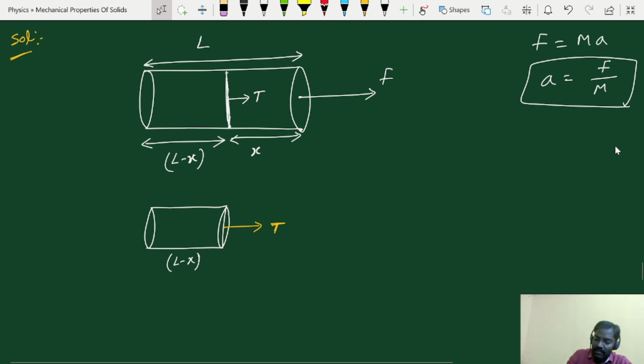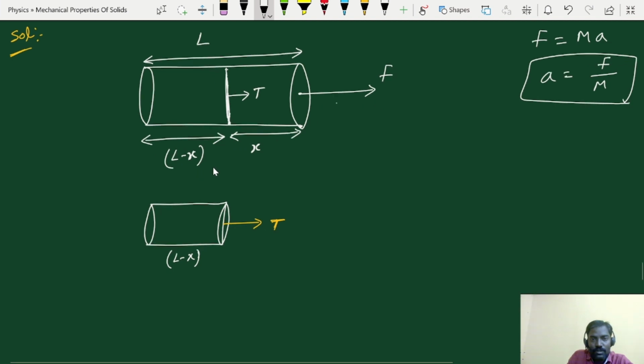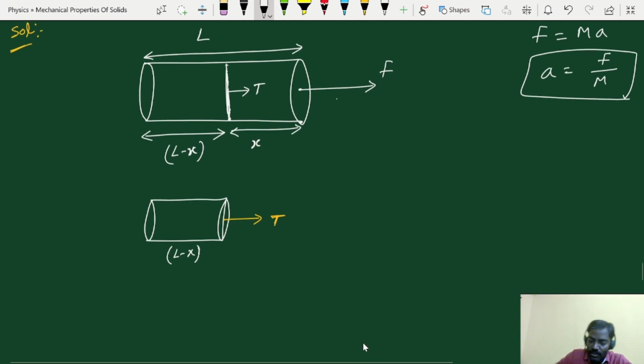You can find this either by drawing the free body diagram of the x part or the free body diagram of the L minus x part. If the length of the rope is L and you want the stress at a distance x from this end, the remaining part is L minus x. Here what I can suggest is, if you draw the free body diagram of the x part, there are two forces. F is on the right side, tension will be on the left side. But if you draw the free body diagram of L minus x, the only force acting is tension. So easily we can calculate.